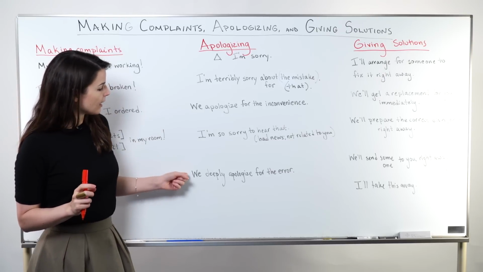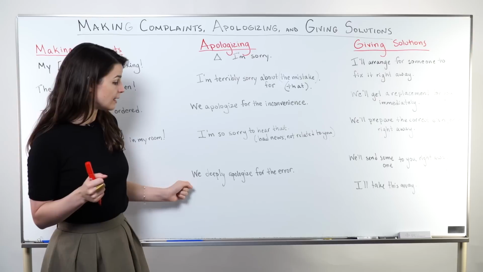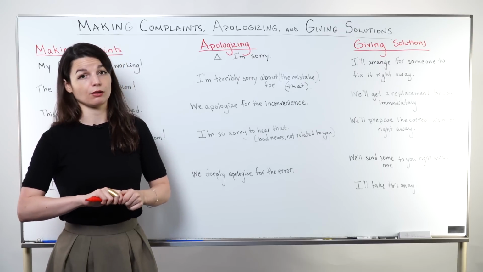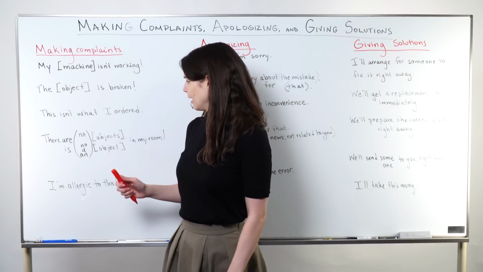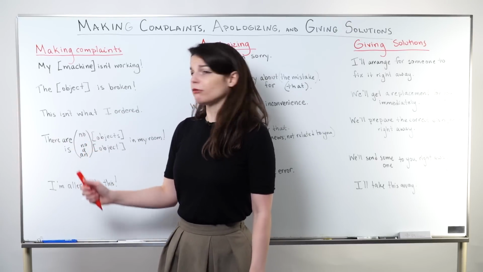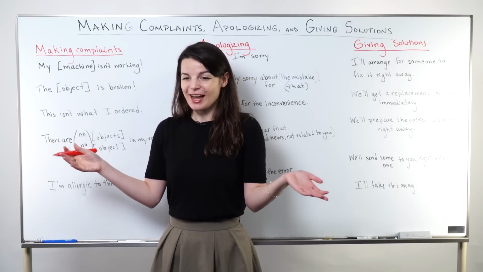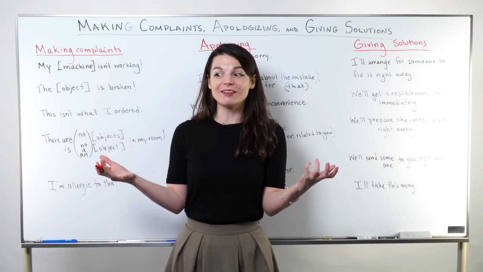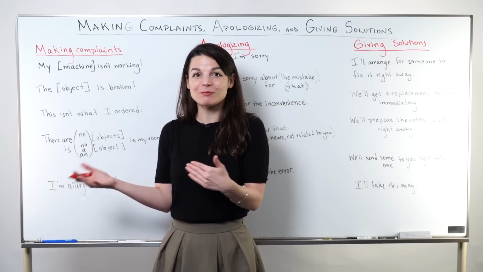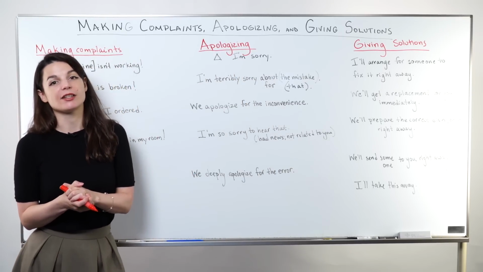Okay, last one here is a very formal apology for a very big mistake. We deeply apologize for the error. So maybe in this case, like, there are already people in my room. You might walk into a hotel room and someone else is in your hotel room, and you say, oh my gosh, there are already people in my room. There are people in my hotel room. They might say, we deeply apologize for the error.